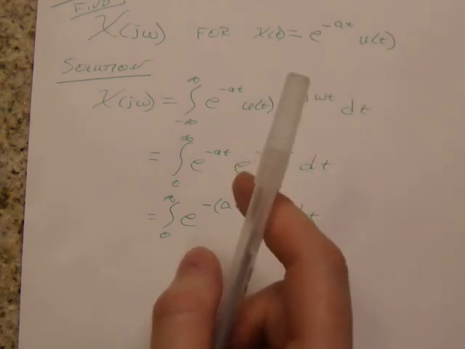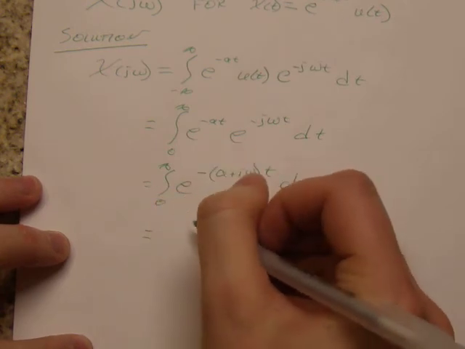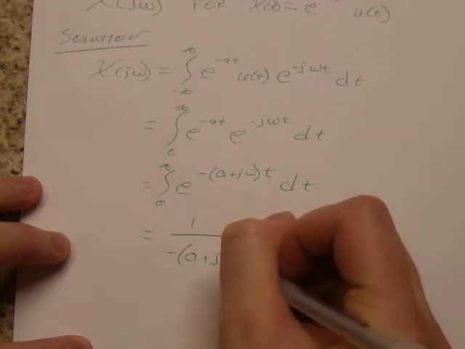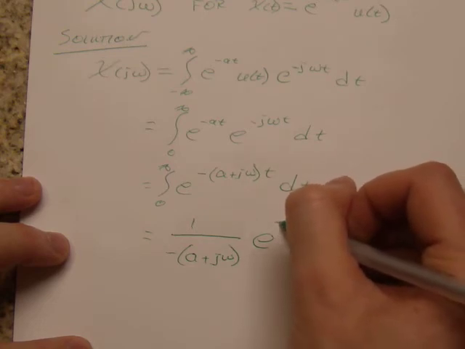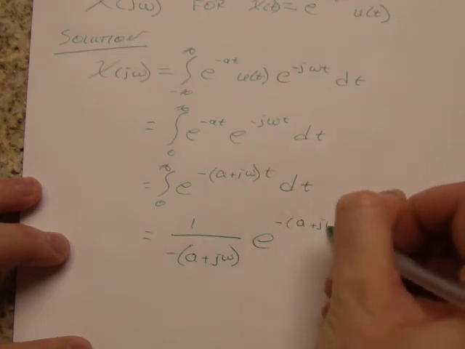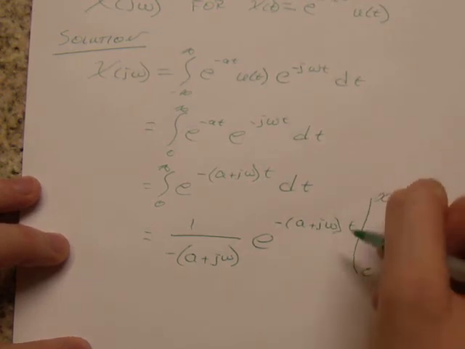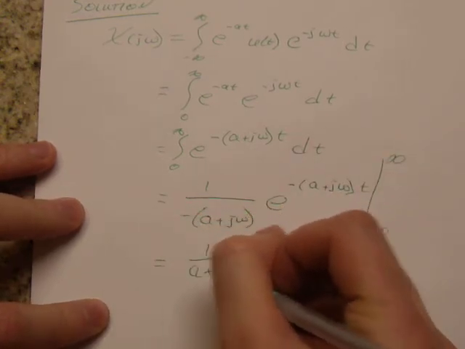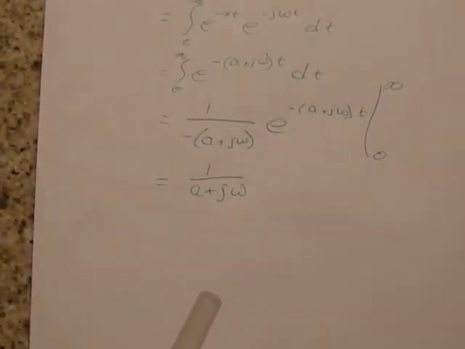Okay, so now we have an integral, and we can look this up in the integral tables. When we do, we find out that this is 1 divided by negative a plus j omega times the original exponential of negative a plus j omega of t evaluated from 0 to infinity, which is equal to 1 divided by a plus j omega. So this is the frequency equation for this guy.